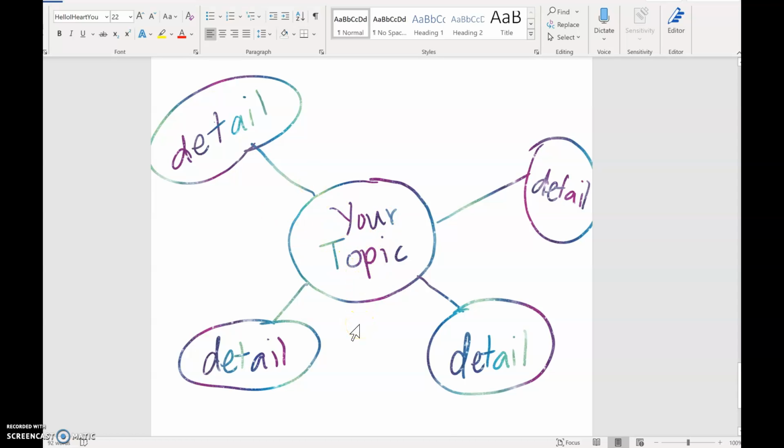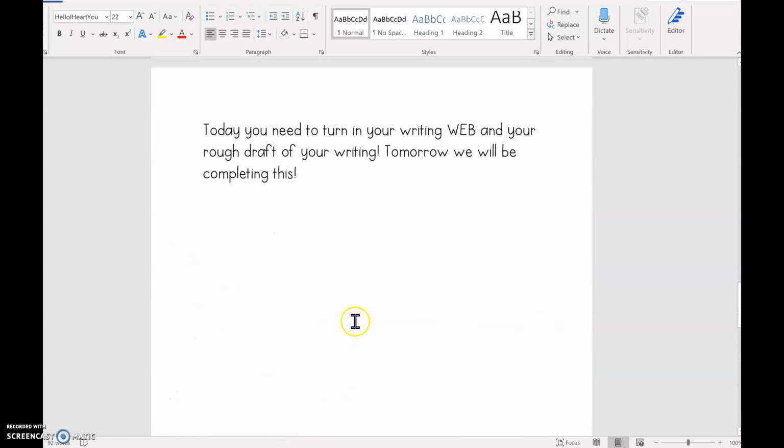After you have your web, you need to do your rough draft, which just means you need to write your story. So you're going to write your story the best that you can, and so that's what you're going to be turning in, your web and your rough draft. Okay, so web and rough draft is what you need to have turned in today.